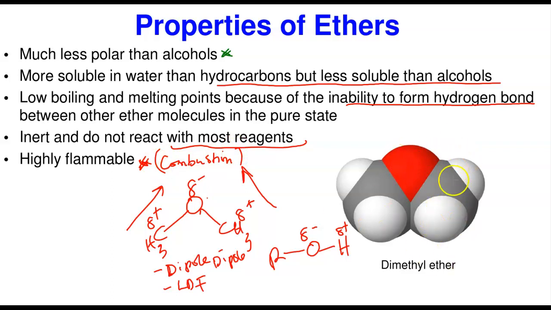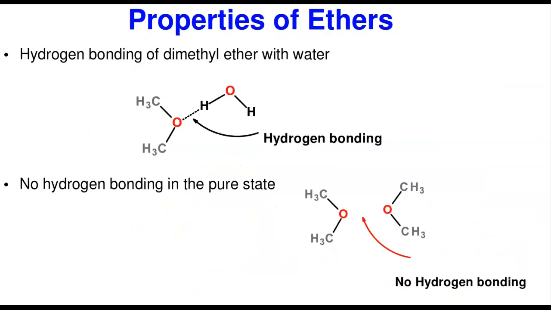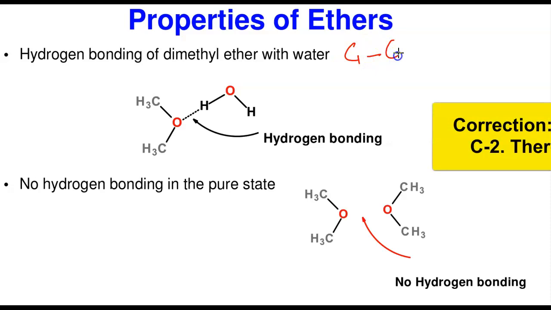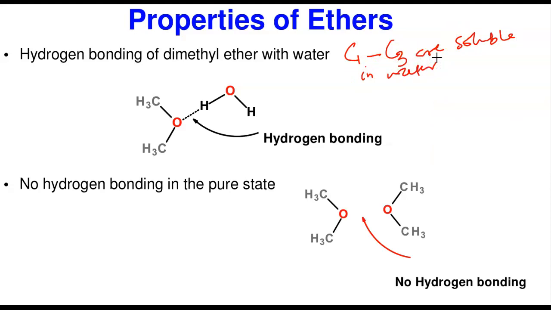So this, like I said again, is the space-filling model of dimethyl ether, the simplest member of the family. Let me show you the structure. There is hydrogen bonding of dimethyl ether with water. That is exactly why they are a little bit soluble in water, because they can form hydrogen bonds with water, but not with themselves. This makes lower molecular weight ethers, from C1 to about C3, soluble in water, because they can form hydrogen bonding with water, as we've seen.